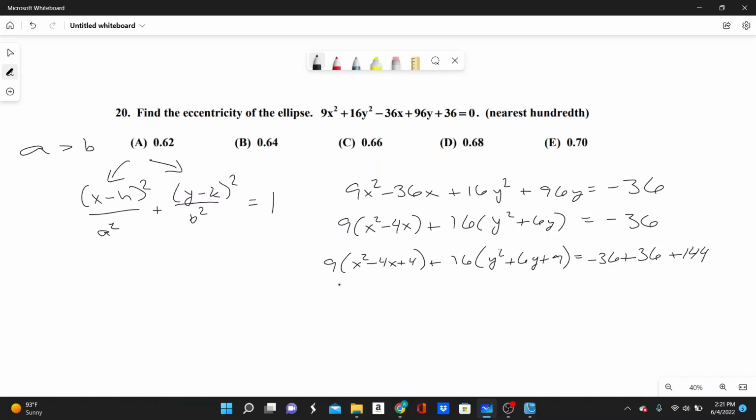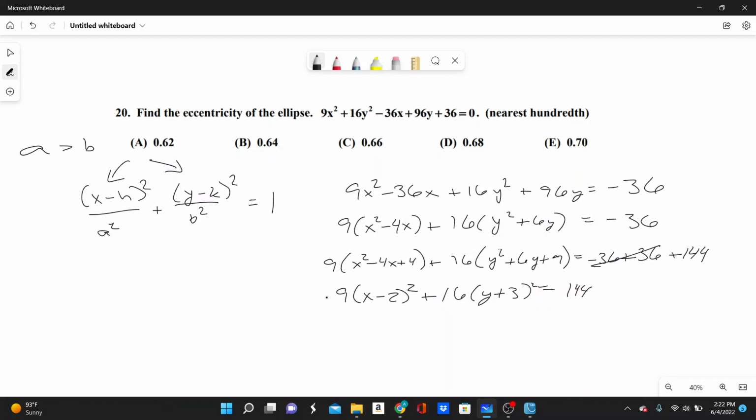Alright, next I'm just going to make these into squares. That was the whole point of completing the square. And then on the right, minus 36 and plus 36 cancel out, and we're just left with 144. Now, the final step, if you notice, we have 1 over here. And so what I'm going to do is divide both sides by 144.